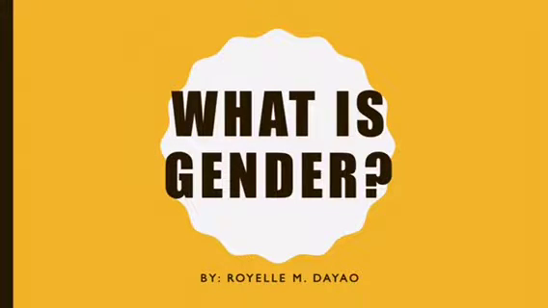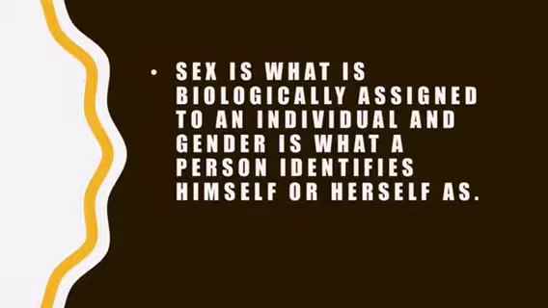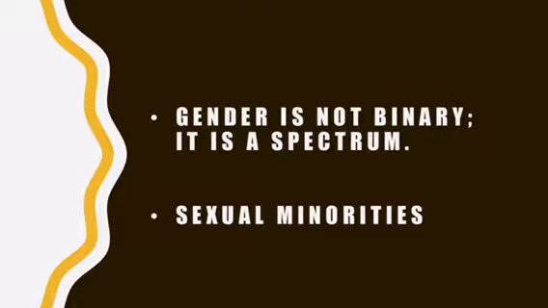What is gender? Sex is what is biologically assigned to an individual, and gender is what a person identifies himself or herself as. Gender is not binary, it is a spectrum. Sexual minorities.